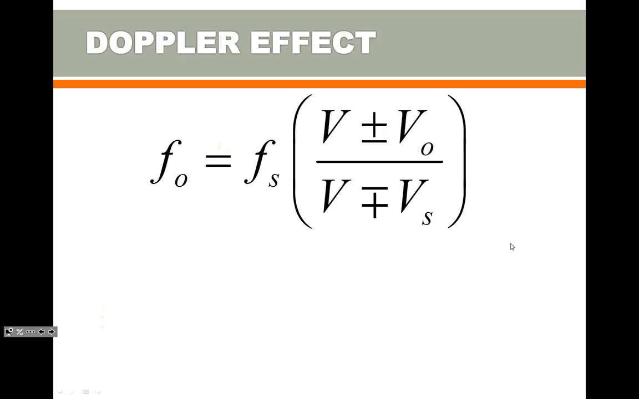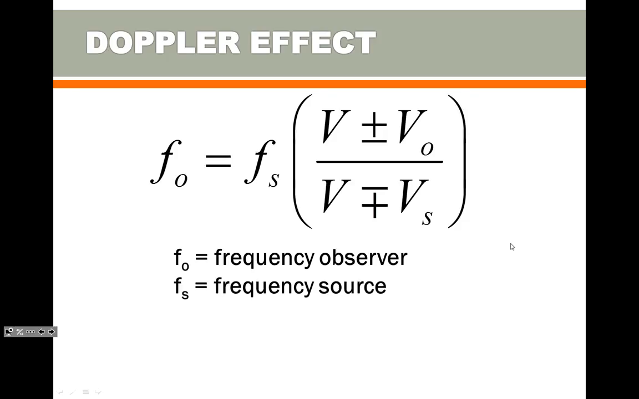All right, here's the equation. It's ugly. But it isn't that difficult if you follow some clues that we're going to give you here. A lot of variables, pluses and minuses, all kinds of stuff going on here. FO is the frequency of the observer. That's you. What are you going to observe in terms of the frequency? FS is the source. That's the object producing the sound. So it would be like the fire truck, or the car, or the tornado siren.